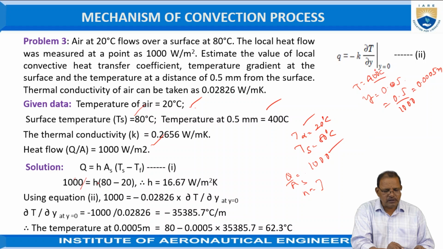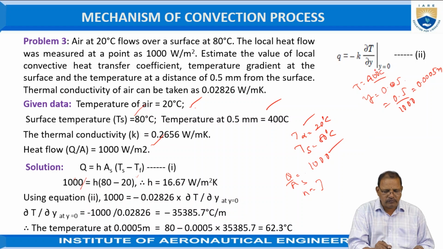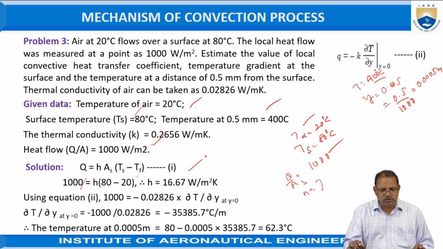So 1000 is equal to h into (Ts minus Tf), that is 80 minus 20 degrees. 80 is representing the temperature of the plate, that is the surface, and 20 degrees is the initial temperature of the fluid. So the amount of heat energy that is flowing in the liquid is given by this equation, and by using this equation we got h is equal to 16.67 watts per meter square per degree Kelvin.